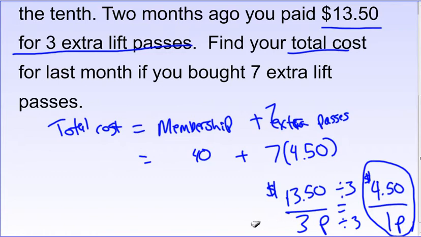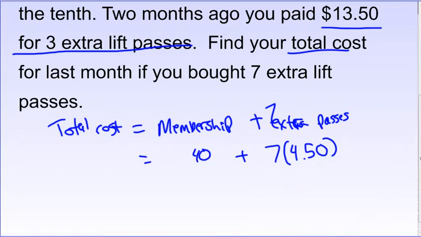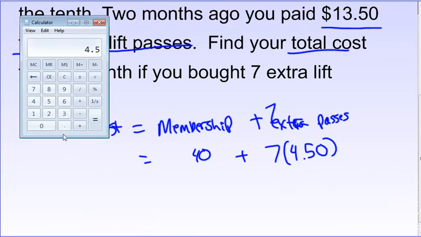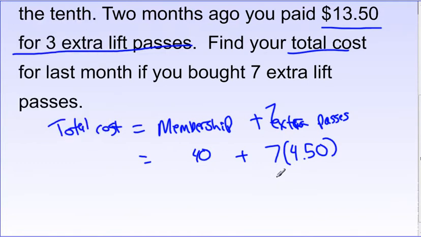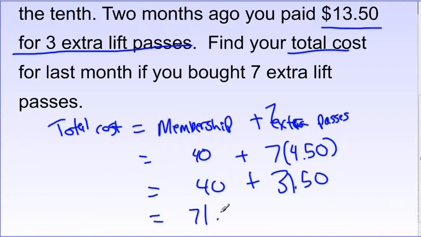So let's do that. I'm going to erase this piece down here and finish up the problem. So I need to take my 7 times my $4.50. That gives me $31.50 plus 40 gives us our total. Add those two things together and you get $71.50 is your total cost. And we should probably put some dollars in front there.